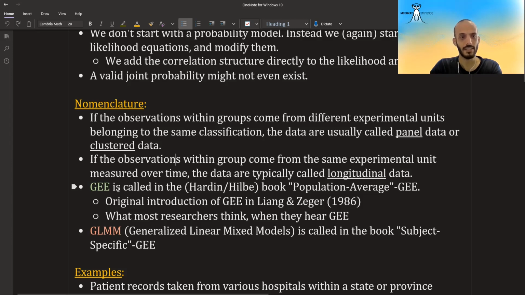Another distinction is that GEE is called, in Hardin and Hilbe's book, population-averaged GEE. This is the original introduction of GEE in the Liang and Zeger paper, and they also admit in the book that this is what most researchers think of when they hear GEE. In their book, GLMM, which stands for Generalized Linear Mixed Models, is called subject-specific GEE. In this video, I won't cover GLMM, but in the next video, I hope to cover it, and also some of the differences between GEE and GLMM.